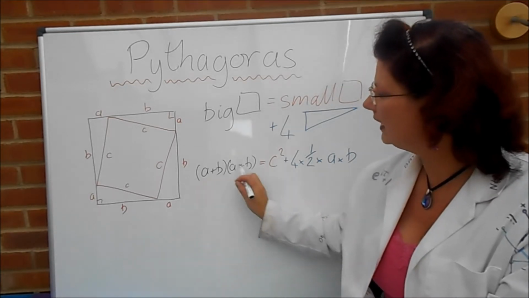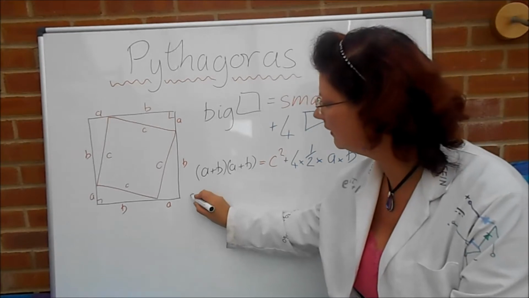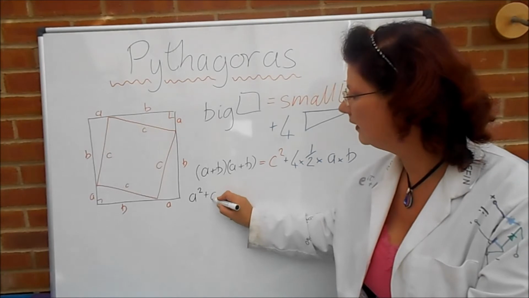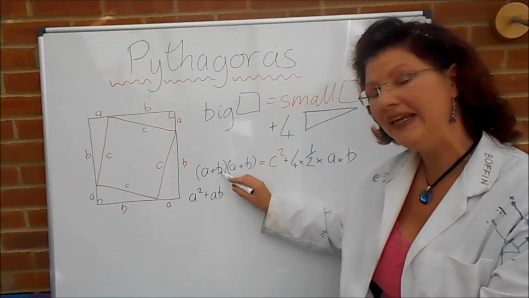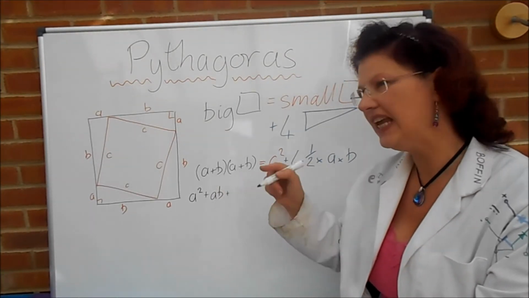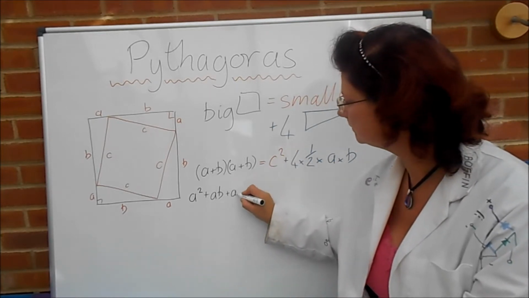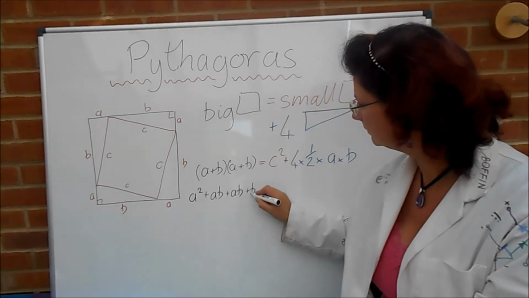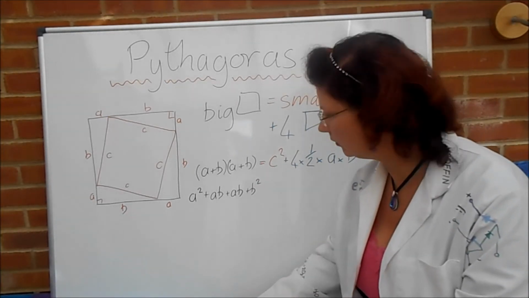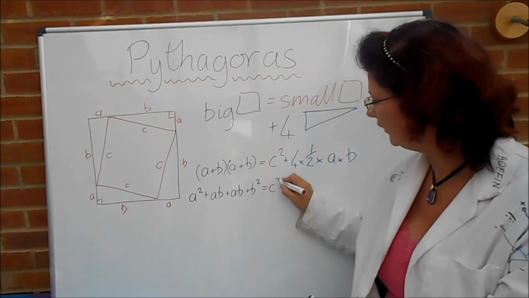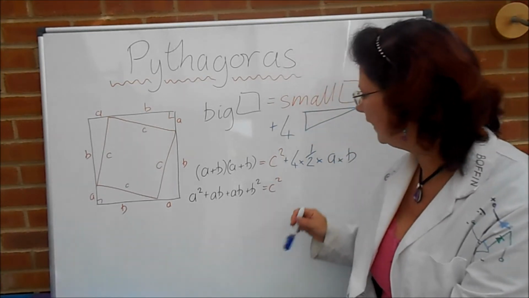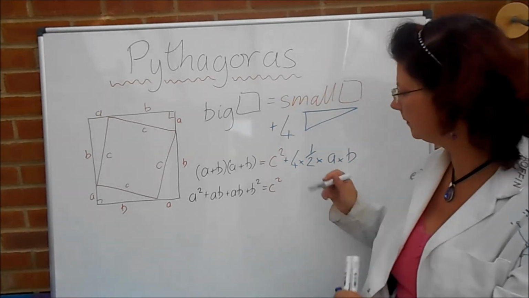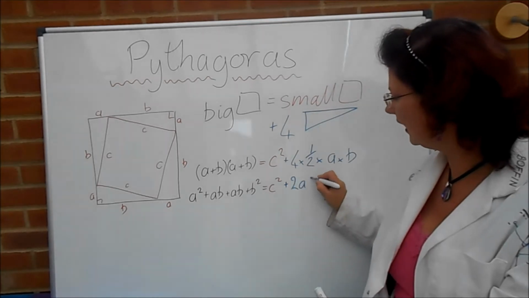So, multiplying out these 2 brackets, we have an A times an A, that's an A squared, an A times a B, that's an AB, a B times an A, that's a BA, which is the same as an AB, and a B times a B, which is B squared. And that is equal to C squared, we'll just leave that as C squared, and over here 4 times a half times A times B. That's equal to 2AB.